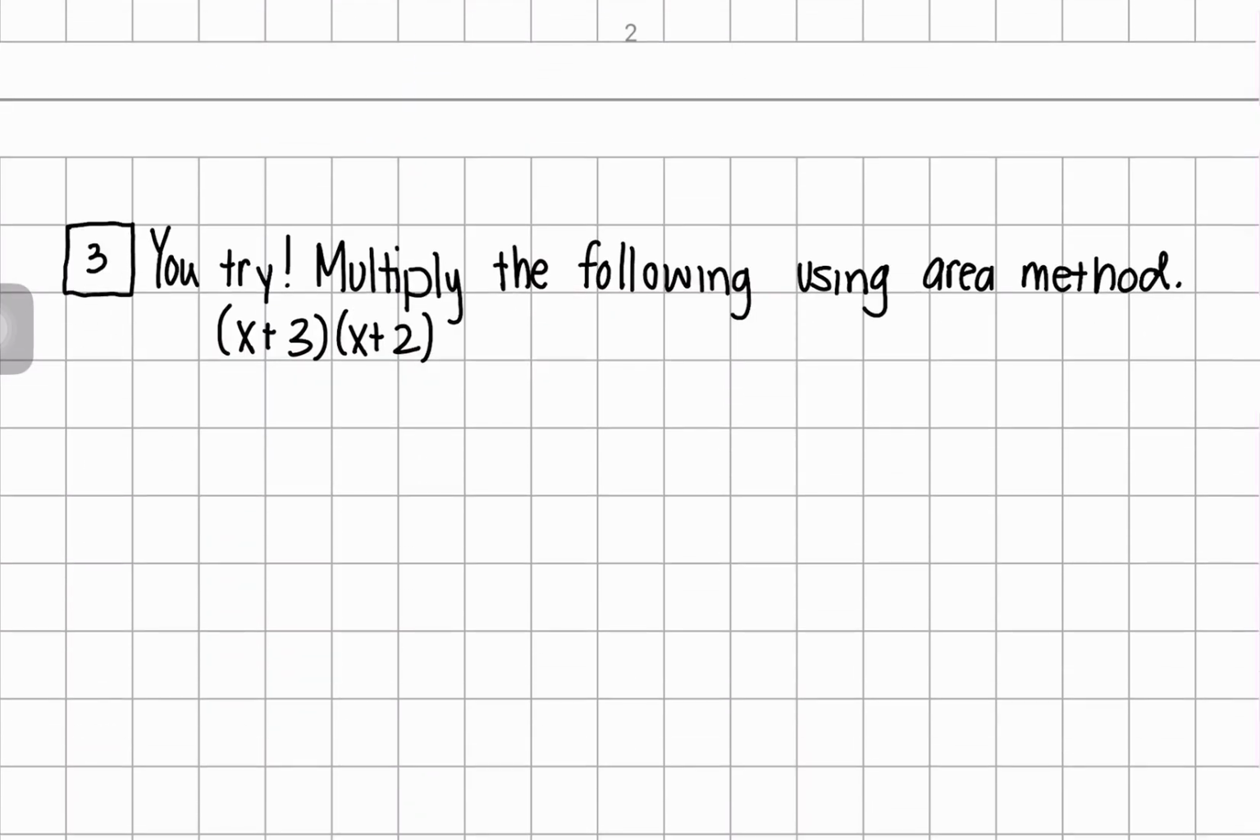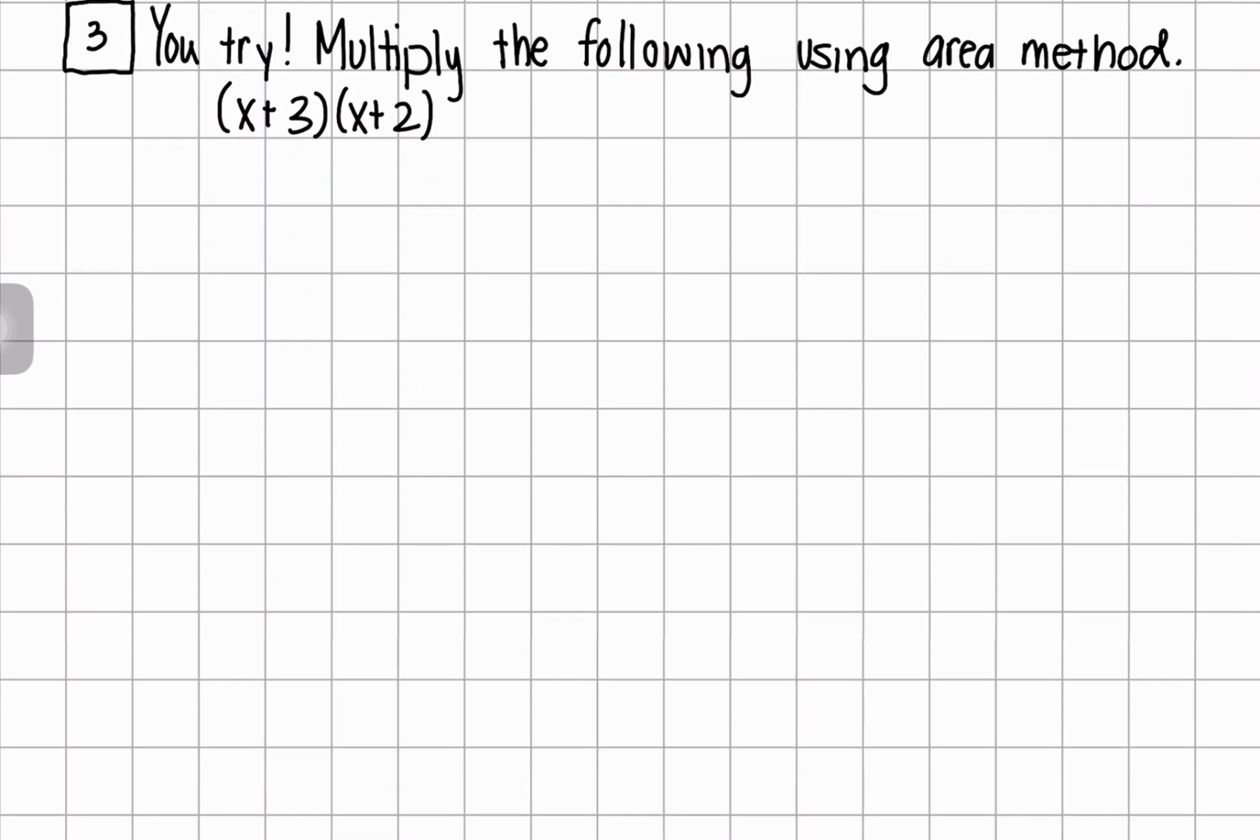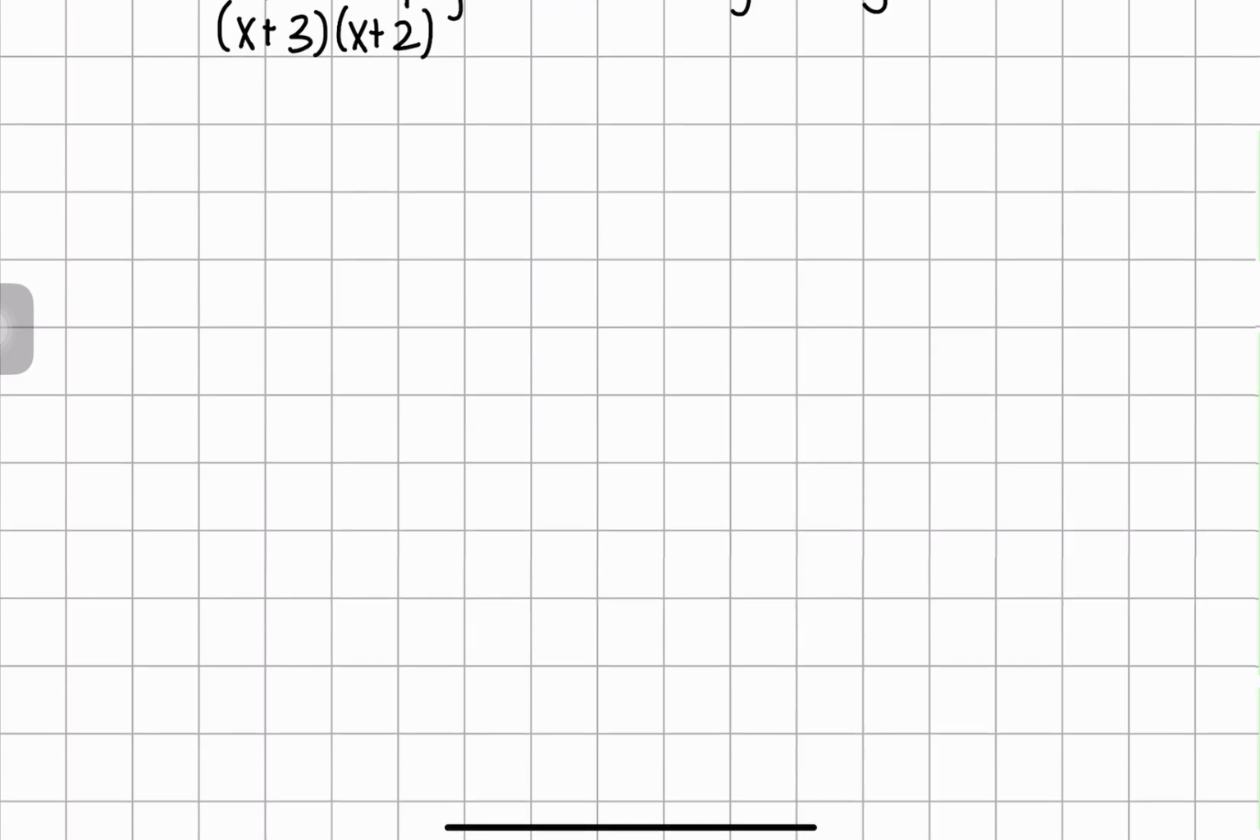Now we're going to do a you-try problem. So it's going to have the same steps as the last one. You're going to multiply the following using the area method. So we have x plus 3 times x plus 2. And I want you to try this, pause the video, do your best, and then come back to me.